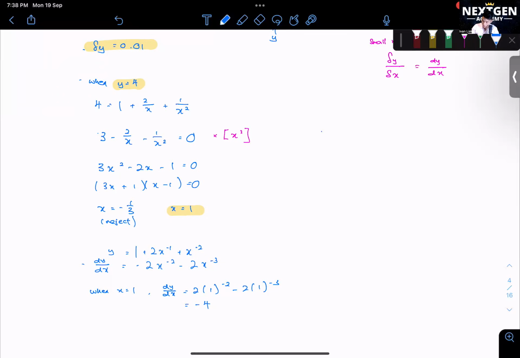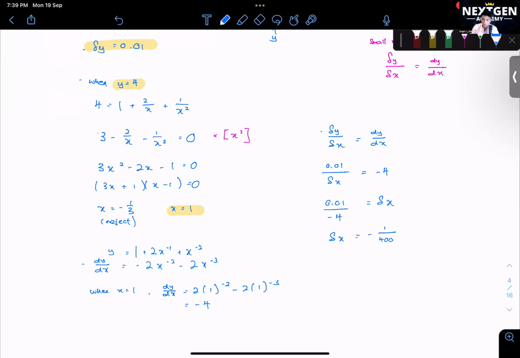Okay, so next part, delta y over delta x equals to dy over dx. Okay, I got my delta y, which is 0.01, over delta x, which is equals to -4. Okay, we just rearrange the entire equation. Delta x equals 0.01 divided by -4. Therefore, delta x is equals to -1 over 400. Okay, this is the not so typical one.